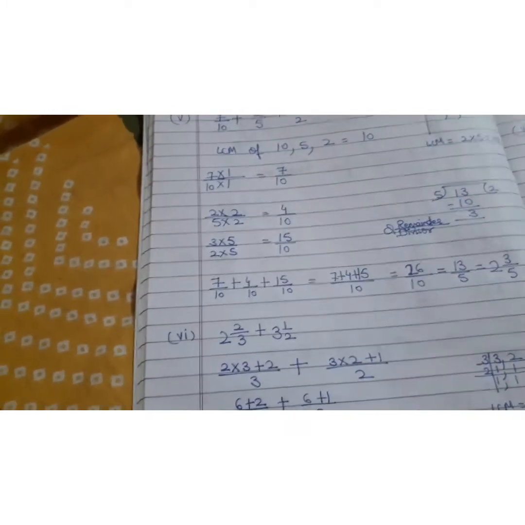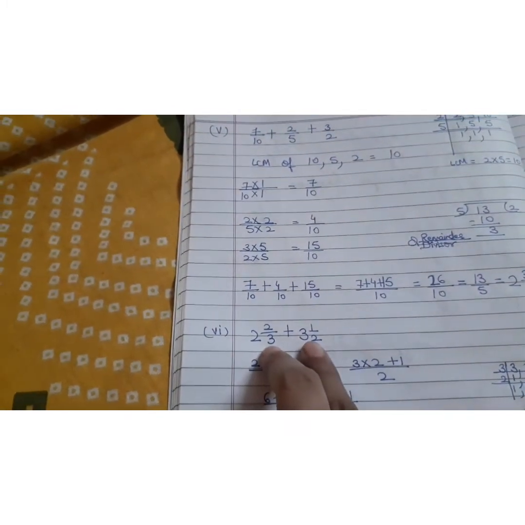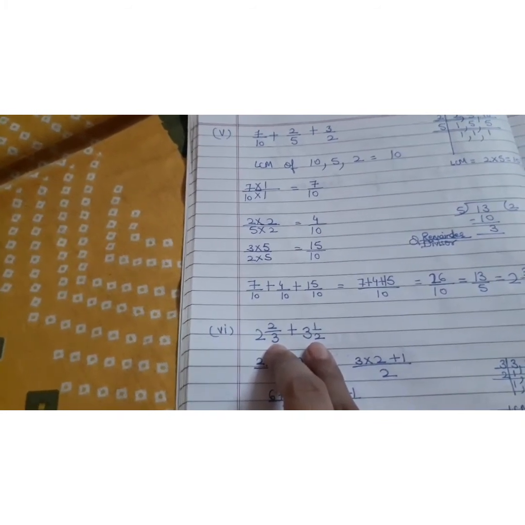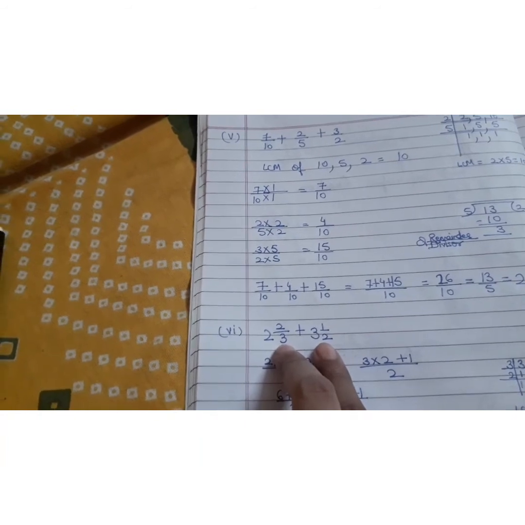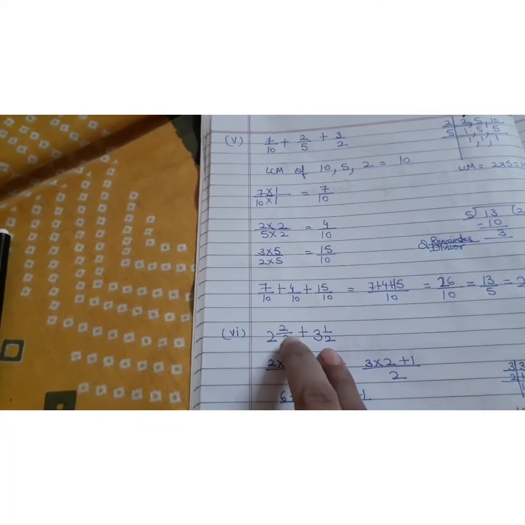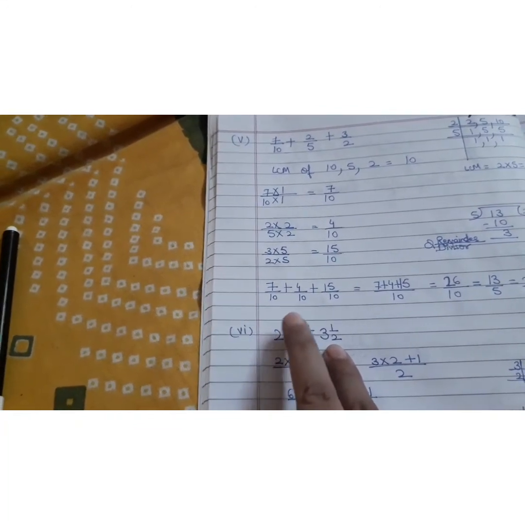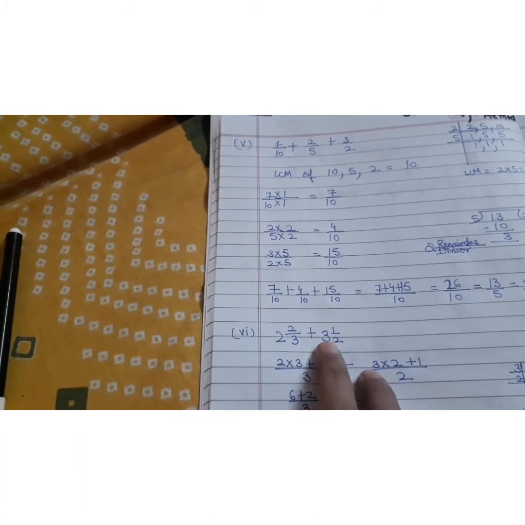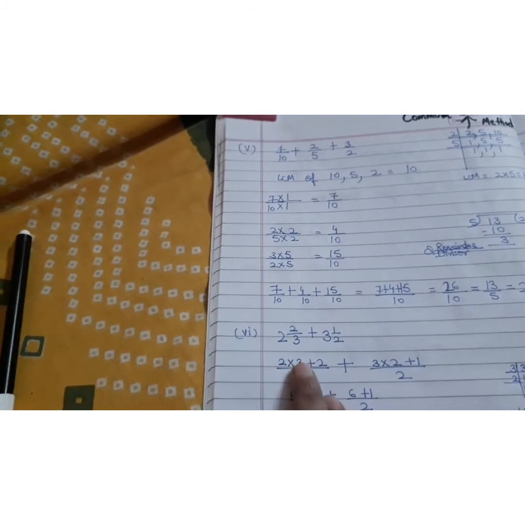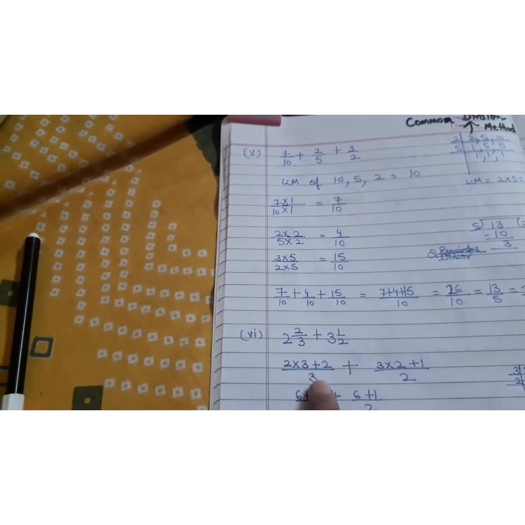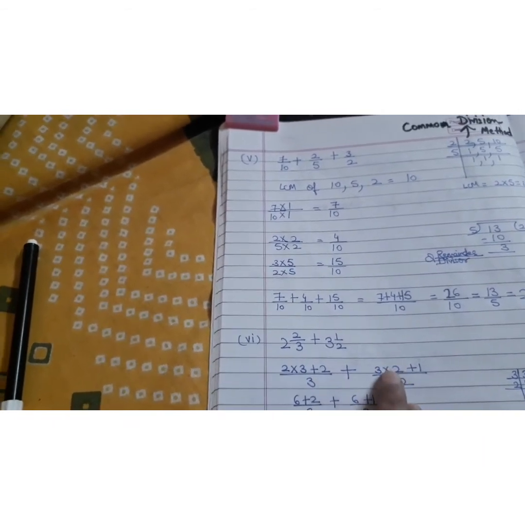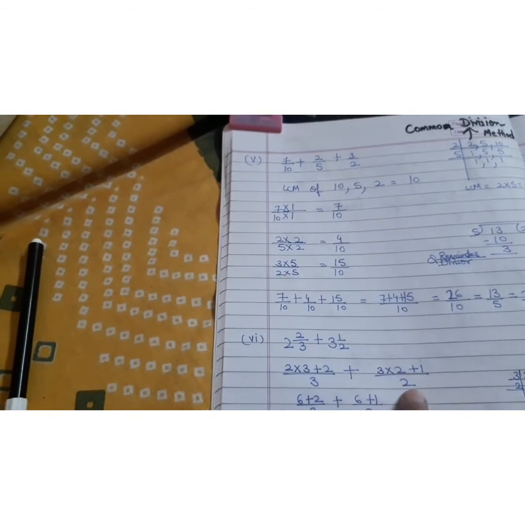Now coming to the next part, there are two mixed numbers written here, that is 2 2 by 3 plus 3 1 by 2. First of all, we have to convert these mixed numbers into improper fractions. So how will we convert this? We have to multiply 3 multiply 2 plus 2, and 3 multiply 2 plus 1. So look here, 2 multiply 3 plus 2 upon 3. The denominator will remain the same. 3 multiply 2 plus 1 upon 2.